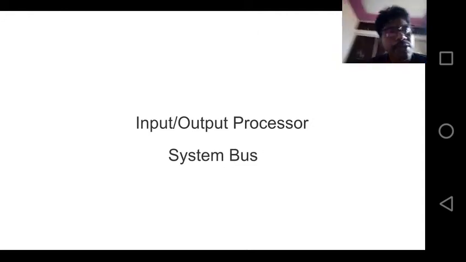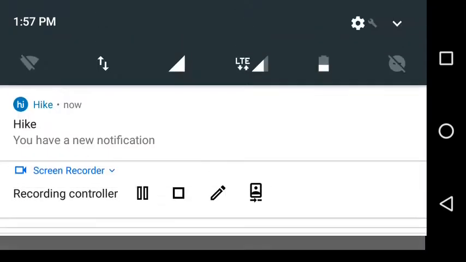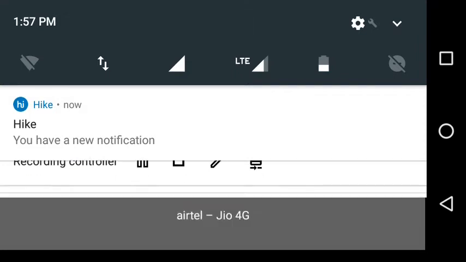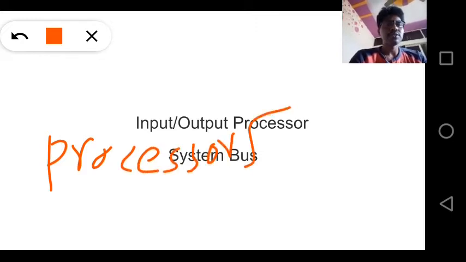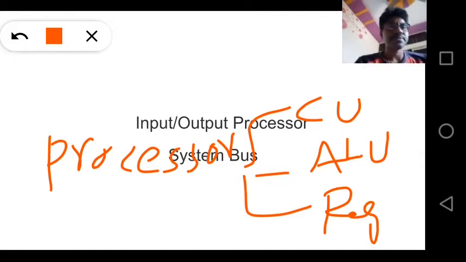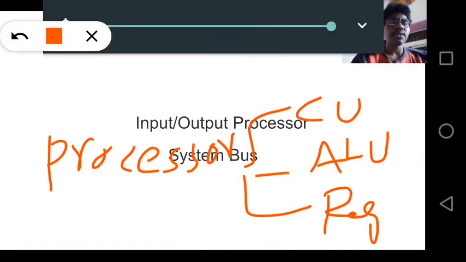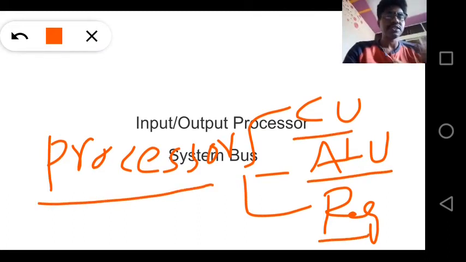Hi, and today we will discuss a special type of processor called the IO processor. Remember, we all know about the processor. The processor is a combination of CU, ALU, and registers.